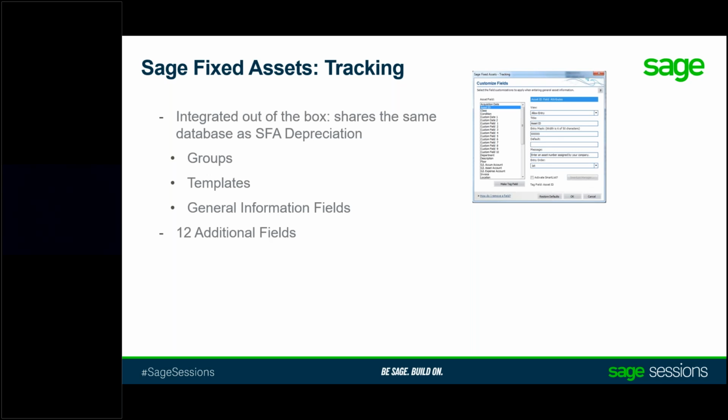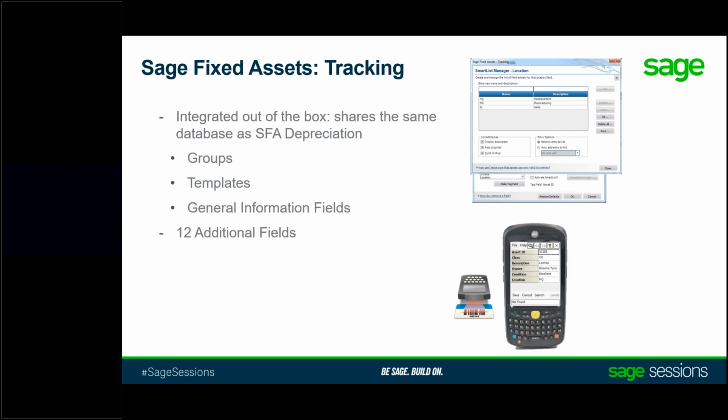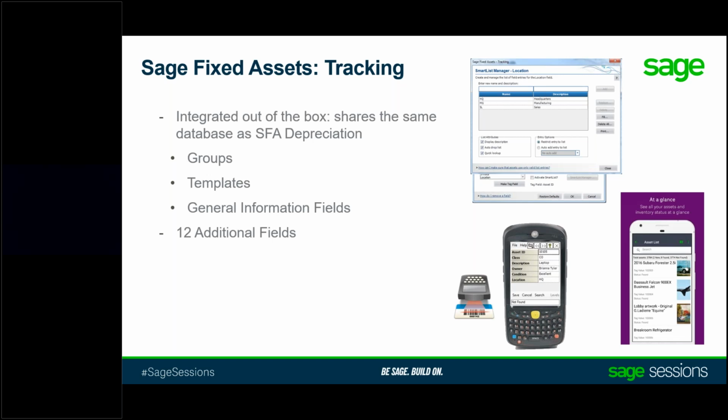So let's talk about the tracking module. The tracking module integrates and uses the same database as the depreciation module. And this is a tool that you would use for doing a physical inventory of your fixed assets. Now, as part of doing that physical inventory, you will be able to use a traditional scanner, such as one pictured here, or you can also use an Android app.